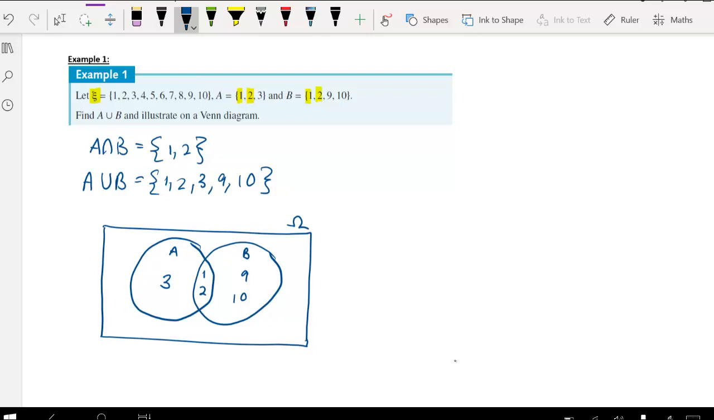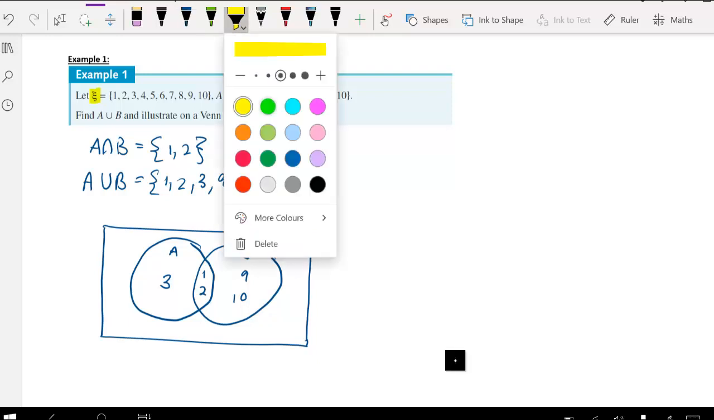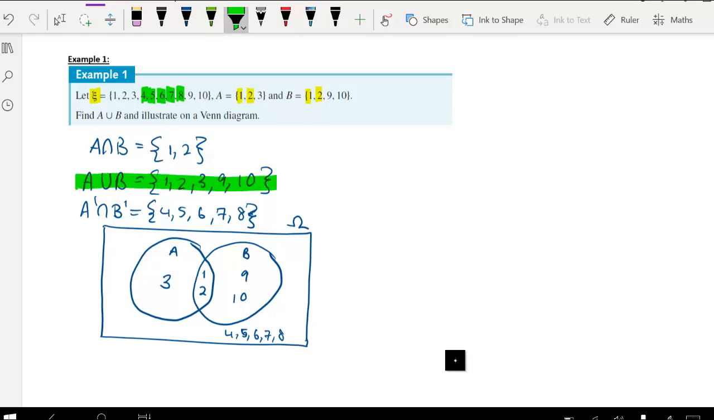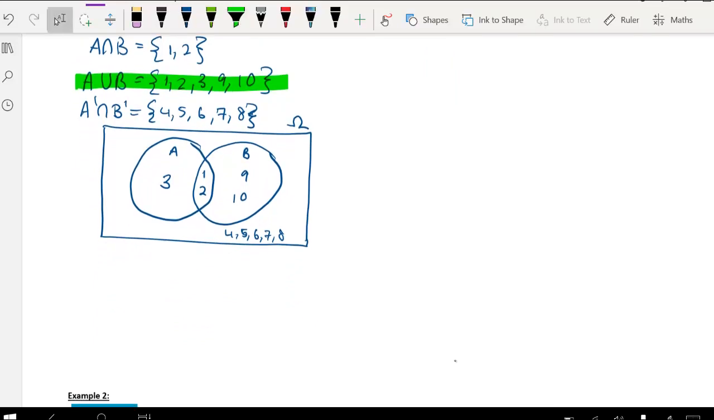Now the remaining values that exist outside of sets A and B are going to be 4, 5, 6, 7, and 8. So these values, 4, 5, 6, 7, and 8 will be not A and not B. Alright, so that concludes the question. All we had to do was find A or B, which is this here, and then illustrate on a Venn diagram. You can see that we've done that.